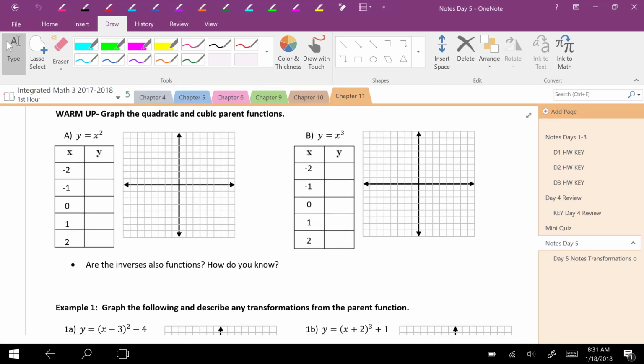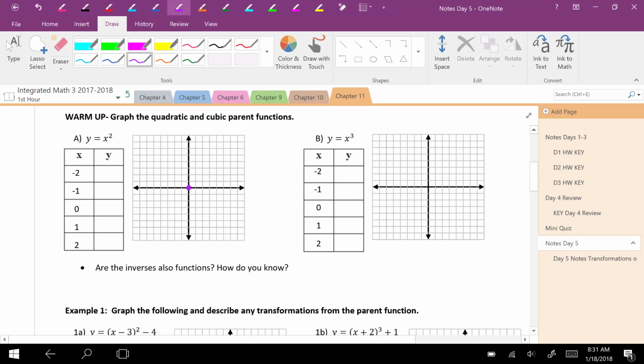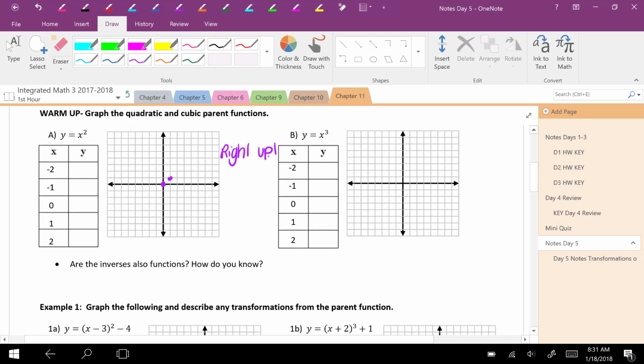Okay, so when you graph x squared, your vertex is always going to be right in the middle, at the origin. Then the pattern was what? Right 1, up 1. So if you forgot that, write it out. Right 1, up 1. Then it was right 2, up what? 4, because 2 squared is 4. So right 2, up 1, 2, 3, 4.